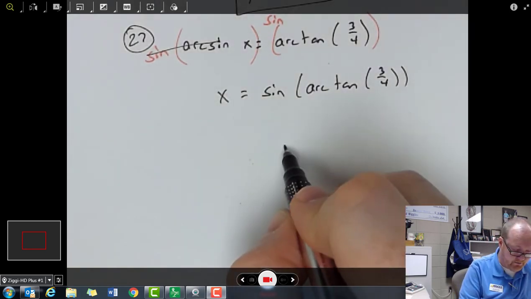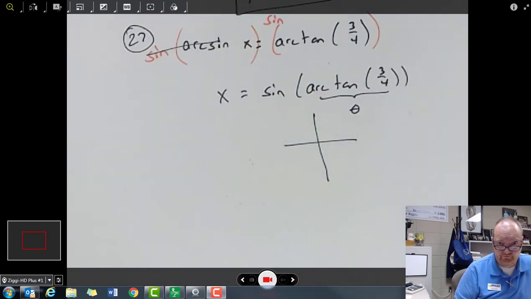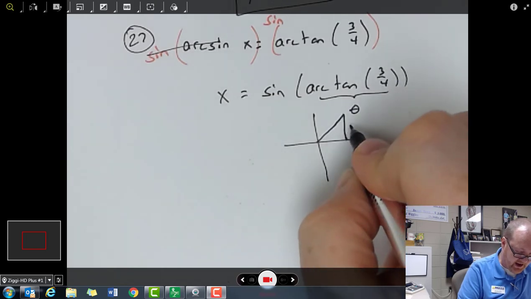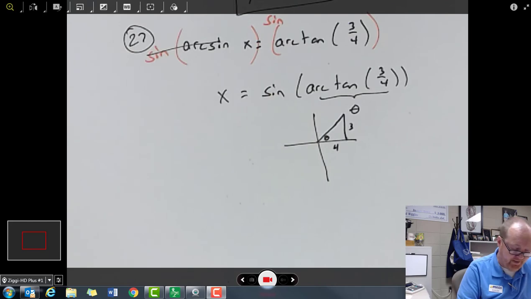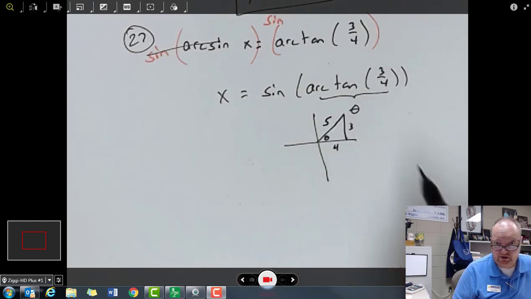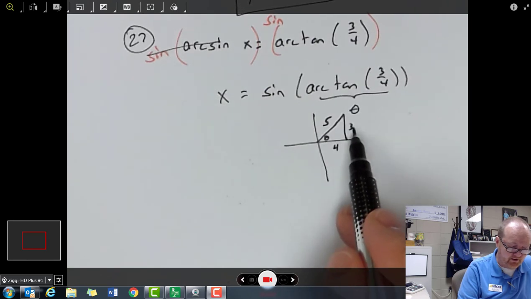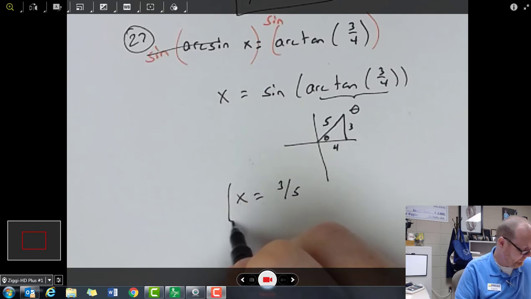So let's do a triangle. There exists some angle whose tangent is 3/4. I want the sine of that angle. So tangent is opposite over adjacent. If I do Pythagorean theorem, I get that the hypotenuse is length 5. Therefore, the sine of theta is opposite over hypotenuse, 3/5.